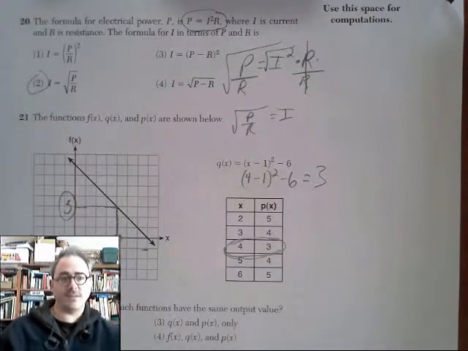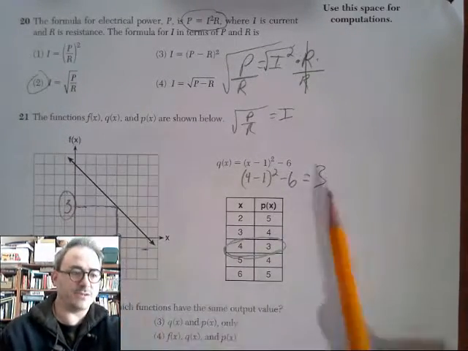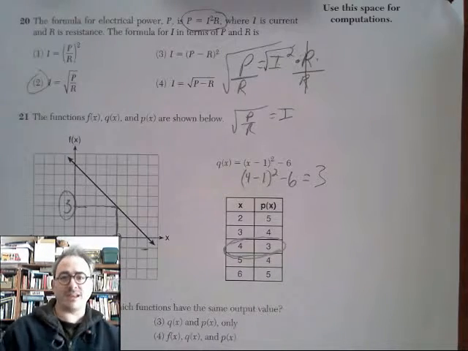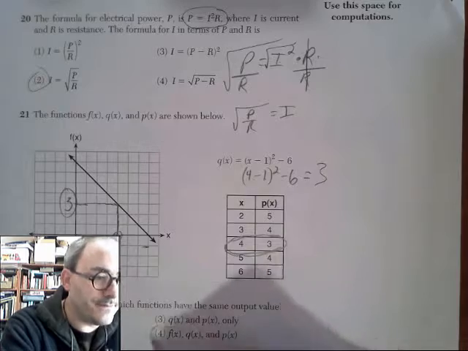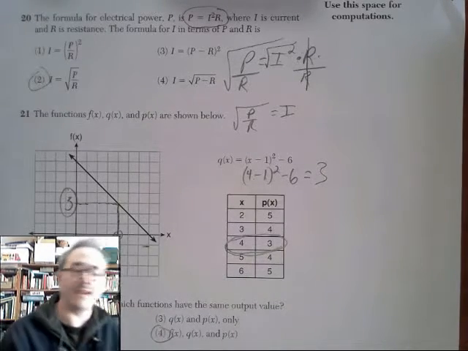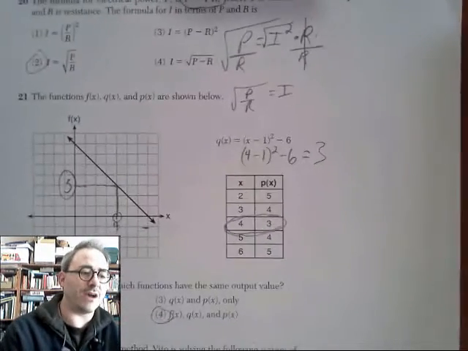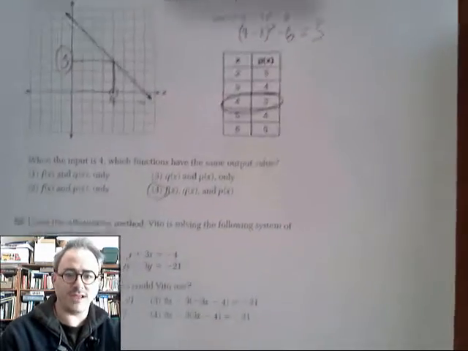3. Oh, so they're all the same, right? Output's 3, output's 3, output's 3. When the input is 4 for each one of these functions, the output is 3. So choice number 4, right? F of x, Q of x, and P of x all have the same output when the input is 4.